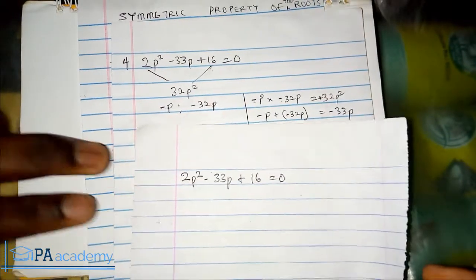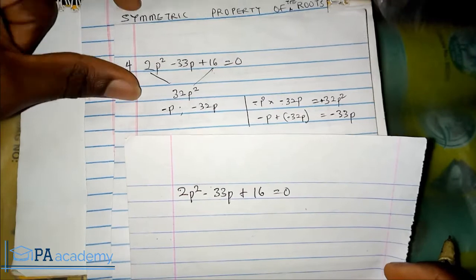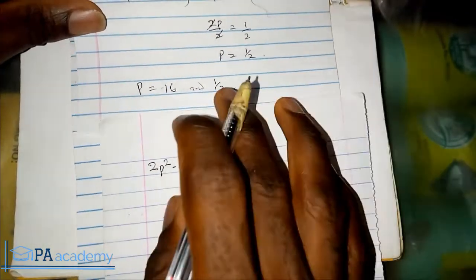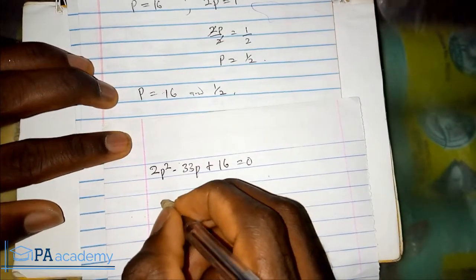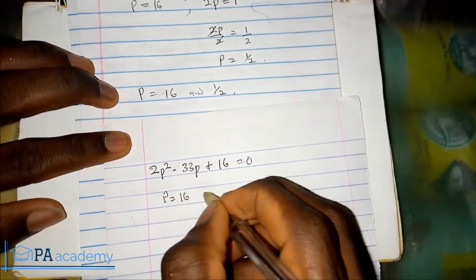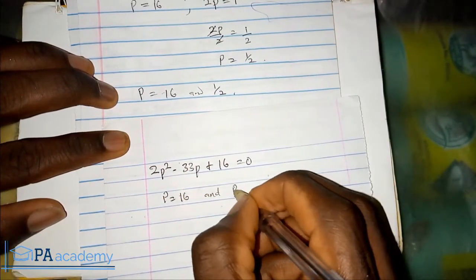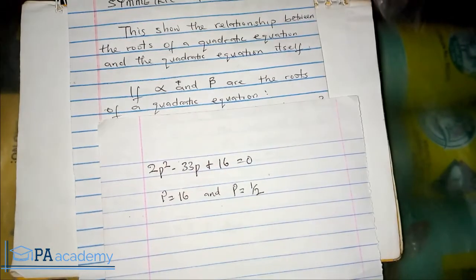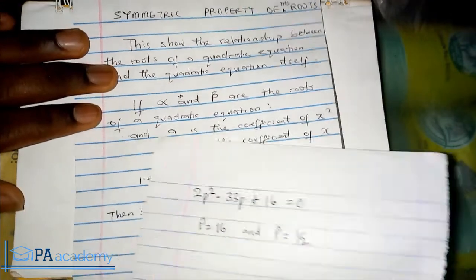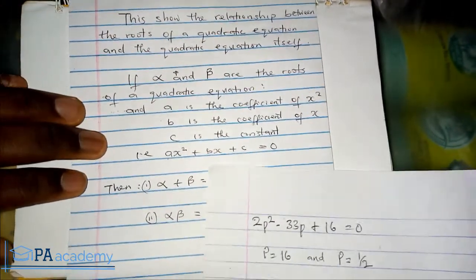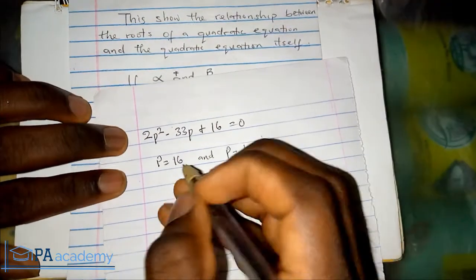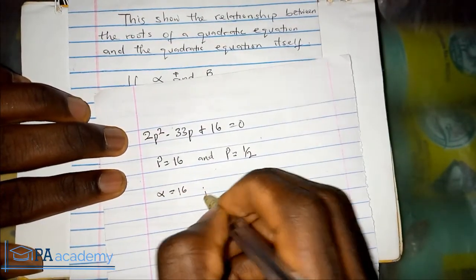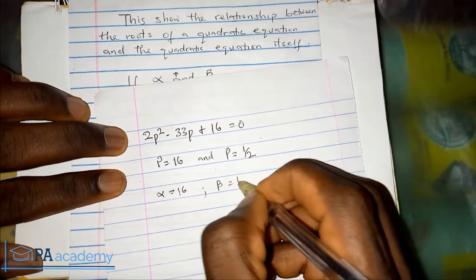Now for this quadratic equation, the answer we got for the value of p, or you can also call it the roots of that equation, we got p is equal to 16 and p is equal to 1 over 2. Now let's look at what's relating it to the symmetric properties of roots. So now let's represent alpha as 16, and let's say beta is equal to 1 over 2.